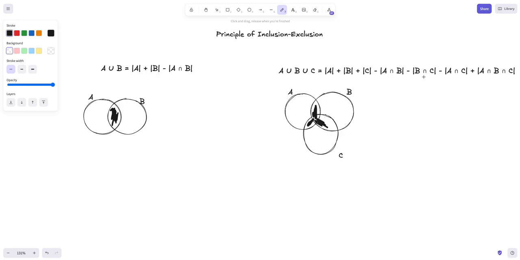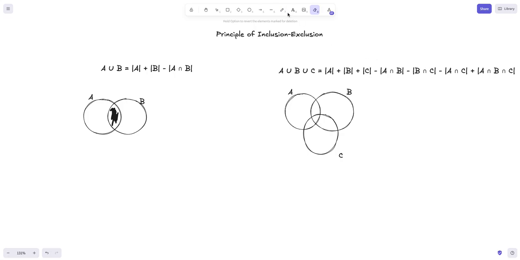And now you're going to subtract the intersections. When you subtract A intersection B, you're going to be getting rid of this portion. And then when you do B intersection C, you're going to be getting rid of this portion. And when you do A intersection C, you're going to be getting rid of this portion. But you still will need to be accounting for this portion because you've subtracted it. And so you will need to do plus A intersection B intersection C. And so that's where this formula comes from.